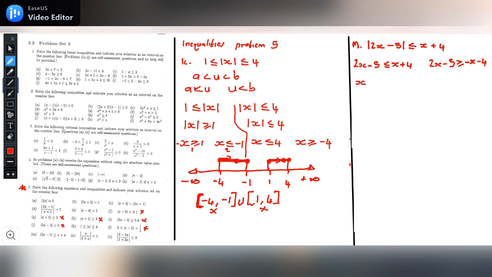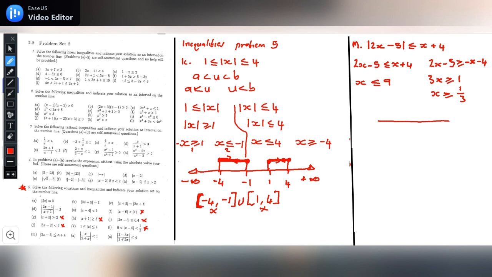It's going to be x. It's going to give us 9, right? And then this one is going to give us 3x. And when we take 5 to that side, it's going to give us 1, minus 4 plus 5, yeah. Therefore, x is greater than or equals to 1 over 3, right?